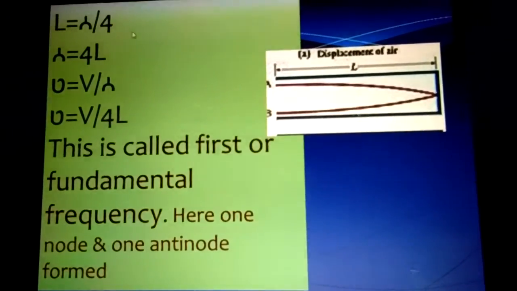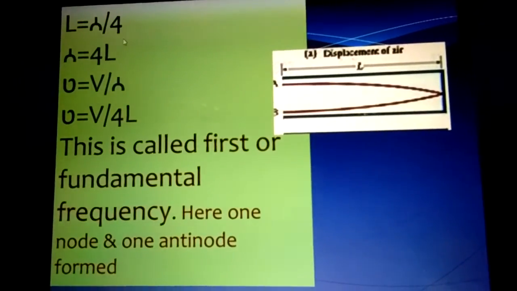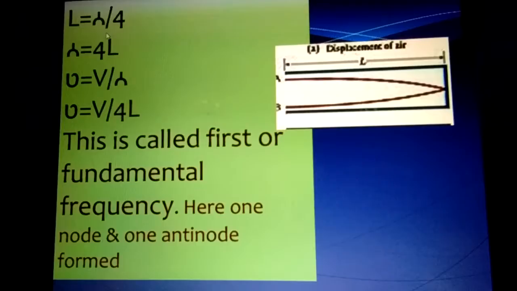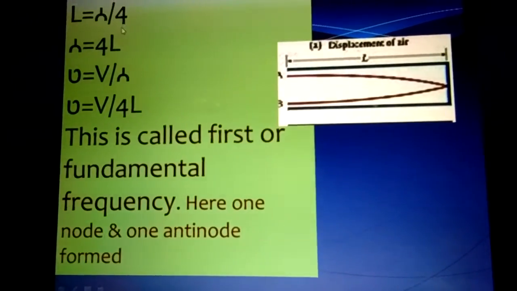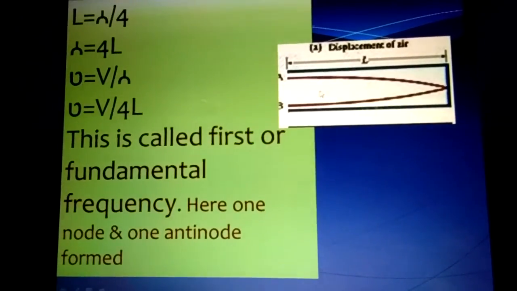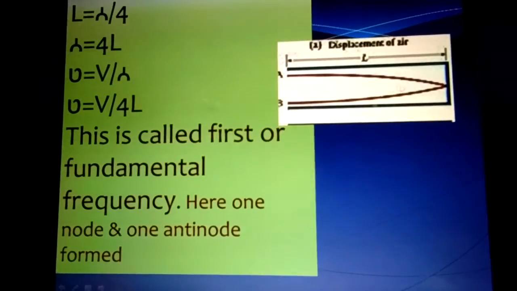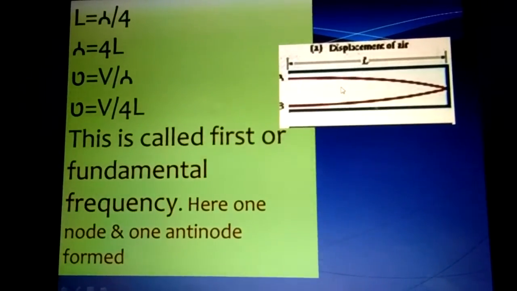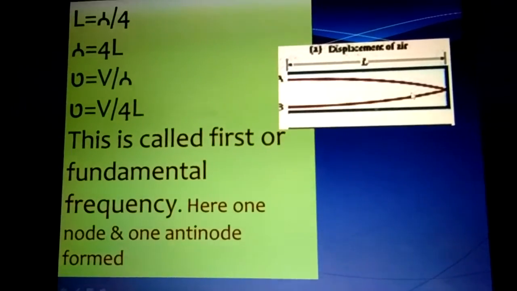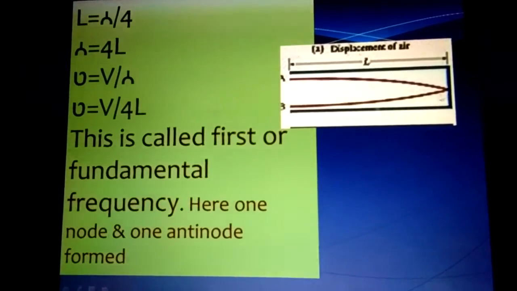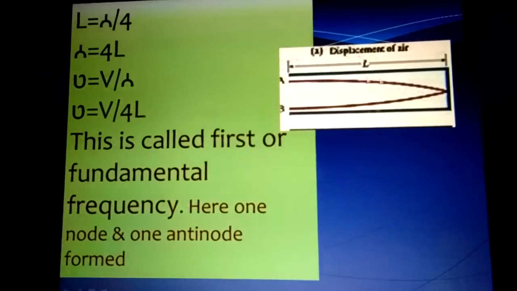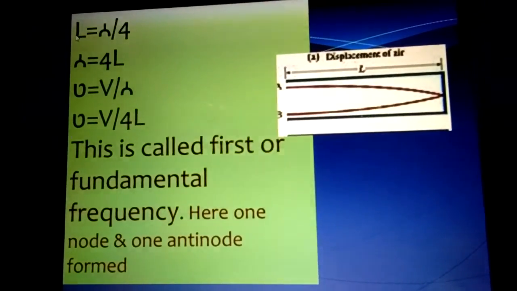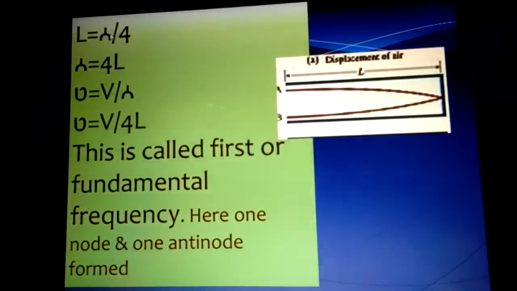Yesterday in the open pipe we learned that the total length L equals lambda by 2. Why is it only lambda by 4 here? Because in the open pipe, there is a half wave at one end and a half wave at the other end, so one full wave. But here, in the first mode, there is only half of a half wave. Because of that, L equals lambda by 4.